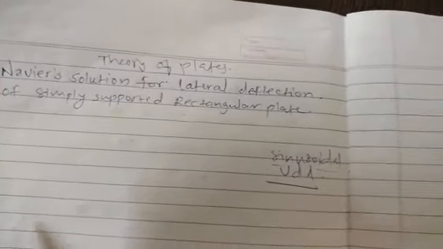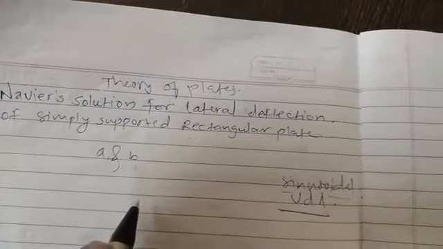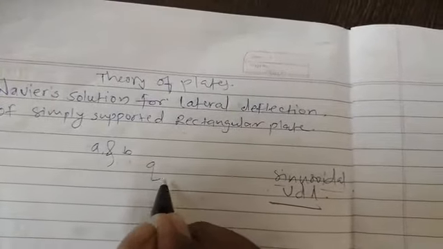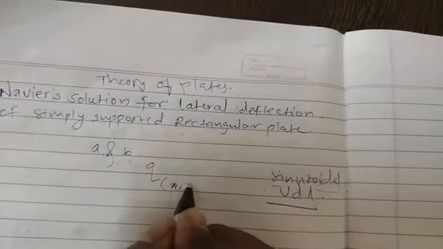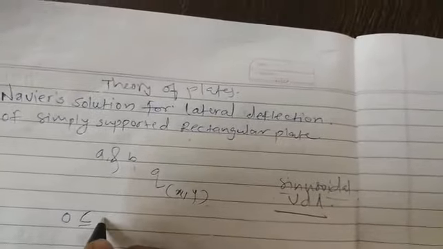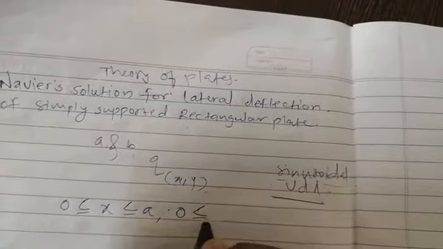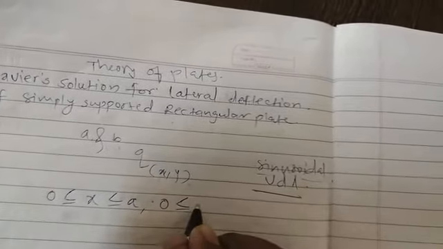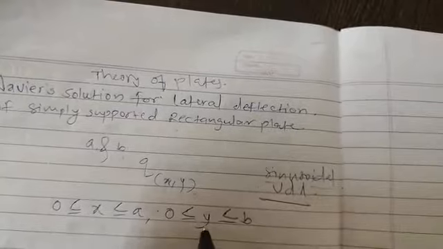particular loading. Now we'll consider a rectangular plate of sides a and b, which is simply supported on four sides and subjected to distributed load q, which is a function of two variables x and y, and can be expressed in a domain of x greater than or equal to 0 and less than or equal to a, whereas y is also greater than or equal to 0 and less than or equal to b. So this is the domain for x and y.